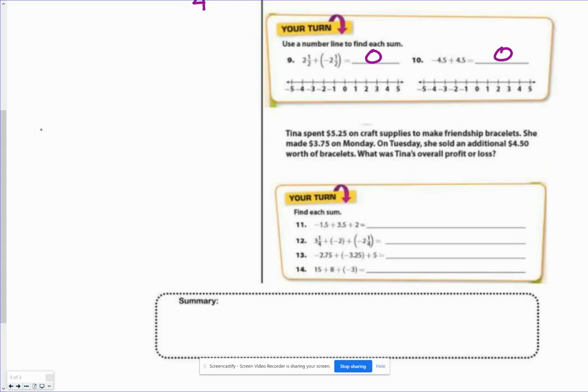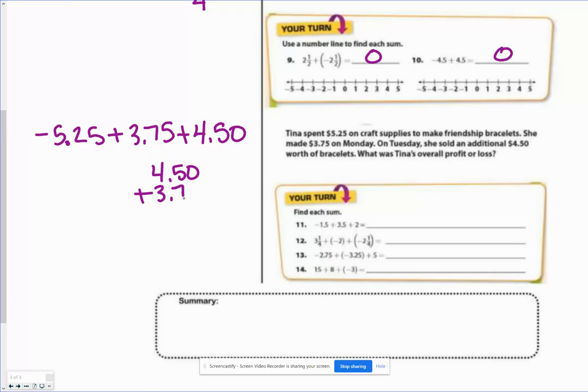We know that she spent $5.25. So that's a negative. Plus, she gained $3.75. Plus, she gained $4.50. Now, there are a lot of different ways that we could go about solving this. Let's add together our two positives. So we're going to line them up. 4.50 plus 3.75.